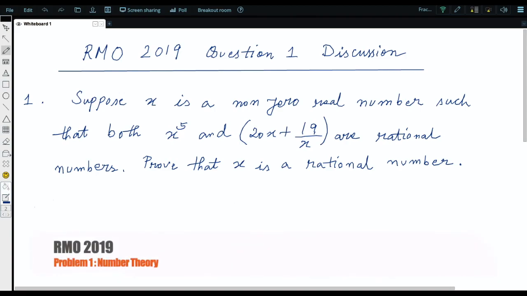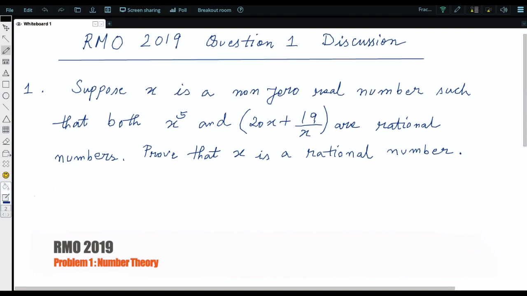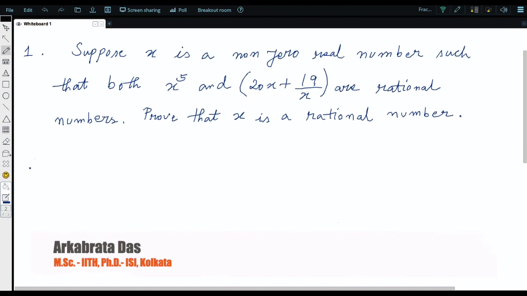Let's discuss the first problem which came in RMO 2019. The question is from number theory, which says that suppose x is a non-zero real number such that both x to the power 5 as well as 20x plus 19 by x are rational numbers. We have to prove that x will also be a rational number. So let's discuss the proof.